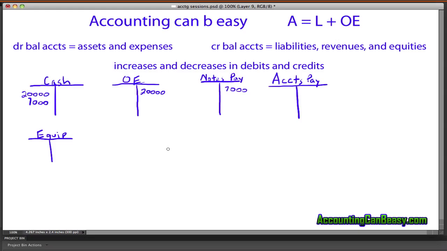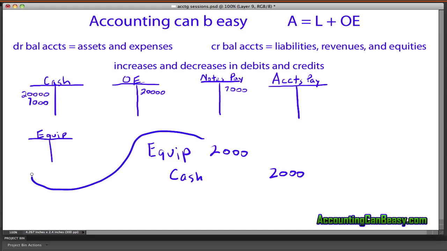Okay, now suppose that the business has to buy equipment. So we have to enter it into the accounting records. The entry would be equipment for $2,000, and we paid cash for it, so we're going to credit cash for $2,000. Now look what happens. We have an increase in an asset right here on the equipment for $2,000, but we have a decrease in cash for $2,000.